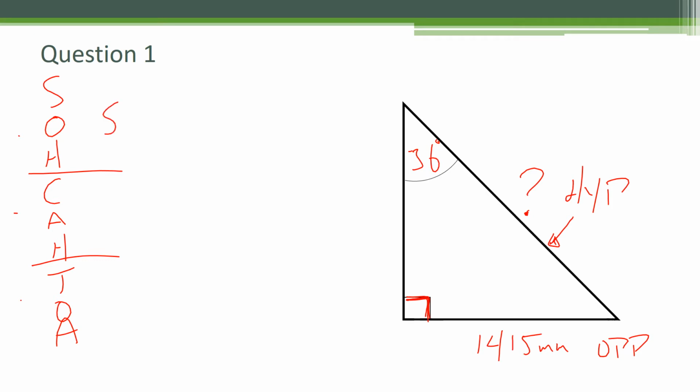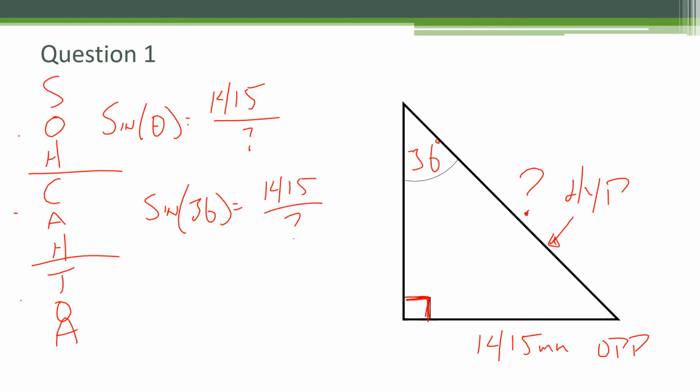Okay, so remember we said sine of an angle is equal to our opposite side. Remember, it matters which one's on top. So the opposite side is 1415 over the hypotenuse. We don't know that one. So we can start filling in some more numbers. I probably should have done that before. Oh well. So sine of 36 is equal to 1415 over, I don't know.